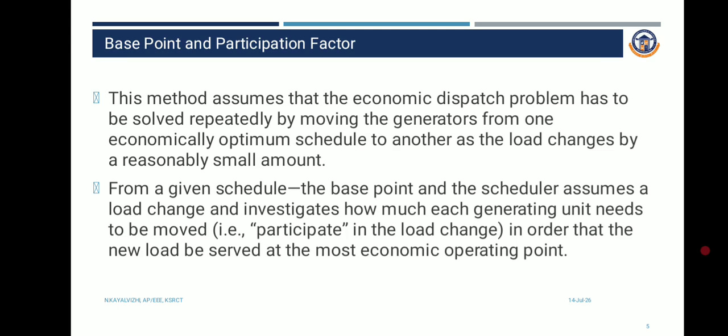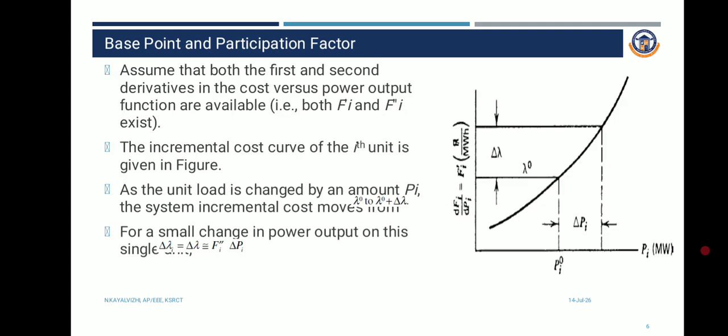In this method, assume that the economic dispatch problem has to be solved repeatedly by moving the generators from one economically optimum schedule to another as the load changes by a reasonably small amount. From a given schedule, the base point, the scheduler assumes the load change and investigates how much each generating unit needs to be moved in order that the new load be served at the most economic operating point.